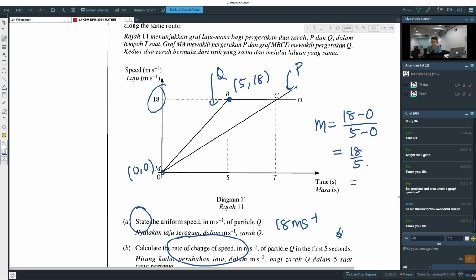Can we put the answer in fraction? Yes, you can put the answer in fraction. Should be fine. But then you need to make sure you simplify it, I mean simplify into the simplest form. Okay.